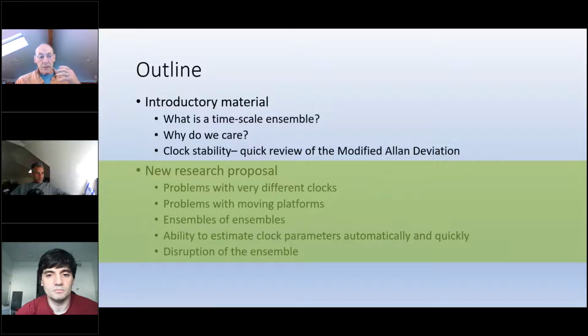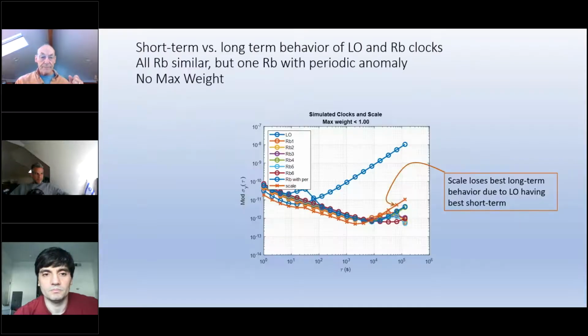And so the results of all this are going to be questions. I don't have solutions. I'm proposing that this is research I want to do that I think needs to be done for all kinds of systems, essentially in the modern age with new cyber physical systems on moving platforms, places where you can't get GPS.